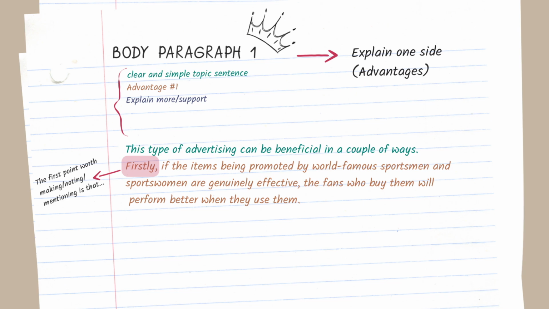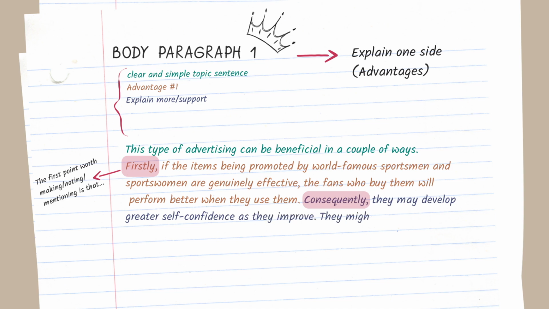You can support your advantage. Now here, I'm going to write something like this. Consequently, they may develop greater self-confidence as they improve. They might play more sport as a result, which will develop their fitness. Now, when you say that, for example, this is the advantage, you can talk about its consequence. You can say, for example, consequently, this may result in this, right? So that is a good way to explain, to justify, or to support your point, which is your first advantage.